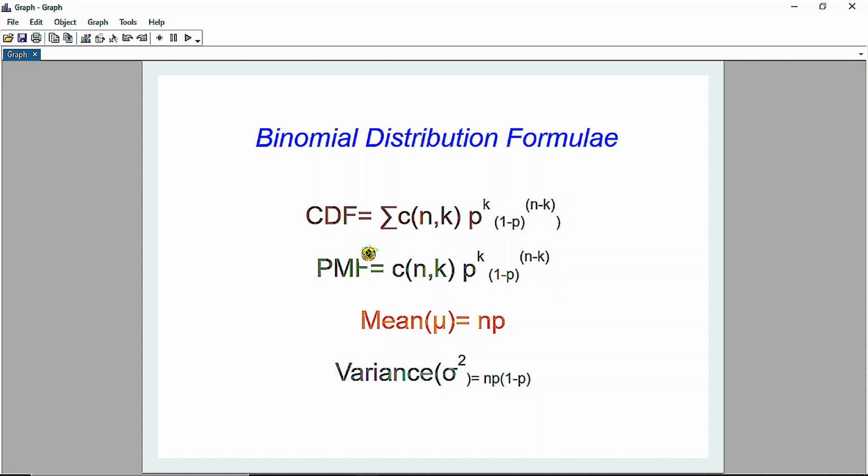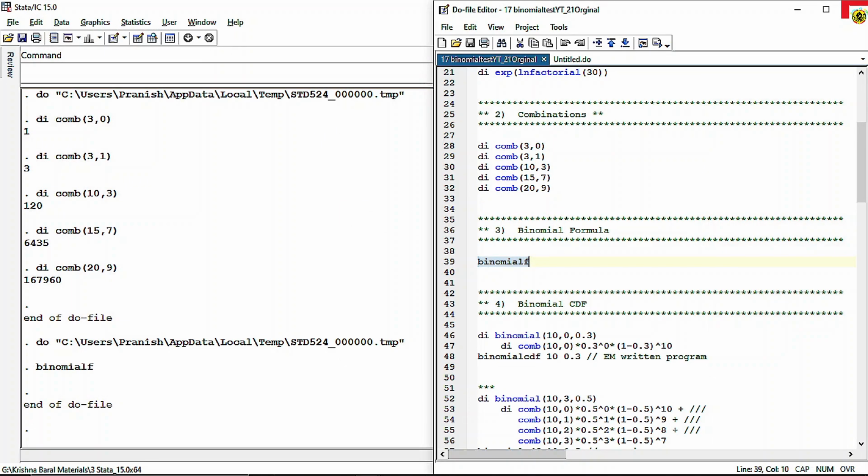And if we want the cumulative distribution function, and we want k or fewer successes, for example 6 or fewer successes, then we sum the probabilities from 0 successes all the way to k successes, and we will see it with the help of an example. This is going to be a very simple example.